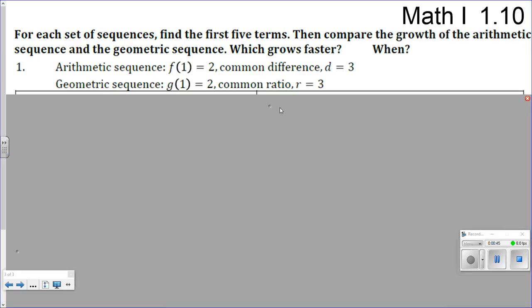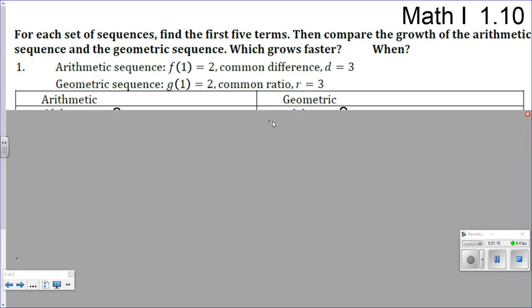Okay, we have an arithmetic sequence, f of 1 equals 2, which tells us that the first term in the sequence is 2, and we are being told that the common difference, d, equals 3. We also have a geometric sequence that starts at the exact same spot, g of 1 equals 2. And in this case, it's not a common difference of 3, it is a common ratio of 3. And it is our job to complete the table in order to show these differences.